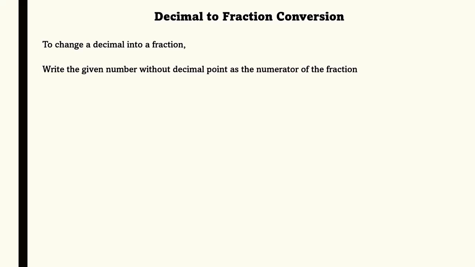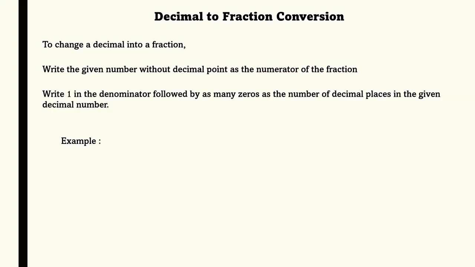Decimal to fraction conversion. To change the decimal into a fraction, write the given number without decimal point as the numerator of the fraction. Then write 1 in the denominator followed by as many zeros as the number of decimal places in the given decimal number. Example, convert to fractional form 37.15. The fraction form of 37.15 is, first we have to remove the decimal point.